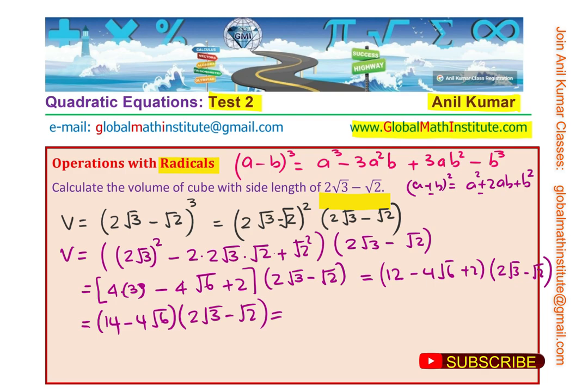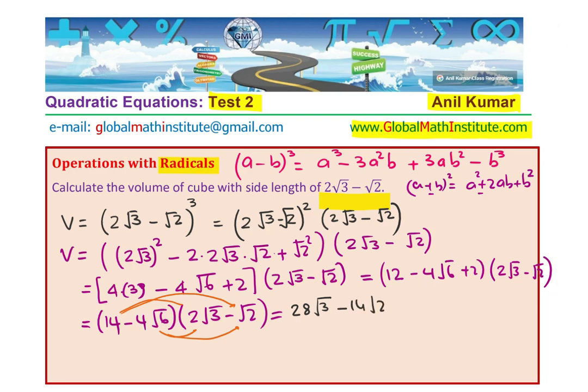Multiplying 14 by both the terms, right? And then by 4 square root 6. So you get what? 14 times 2 is 28 square root 3. And then we have minus 14 square root 2. Then with 4 square root 6, we get 4 times 2 is 8 with a negative sign. Square root of 6 times 3 is 18. Minus minus becomes plus, and square root 12. Makes sense, right? Have a good look at it, right?